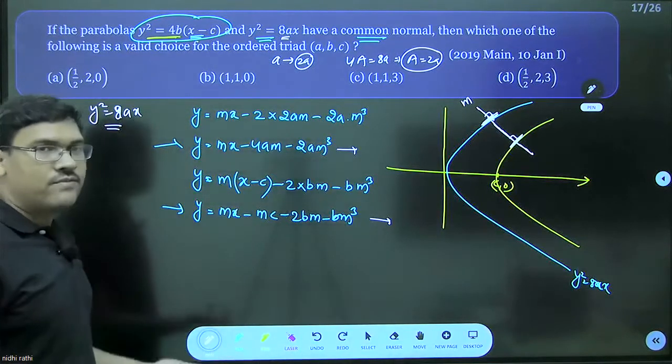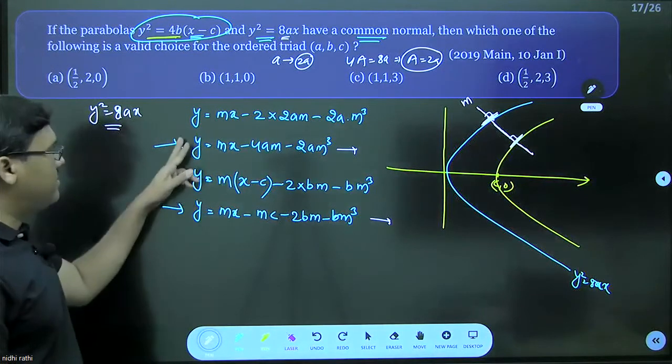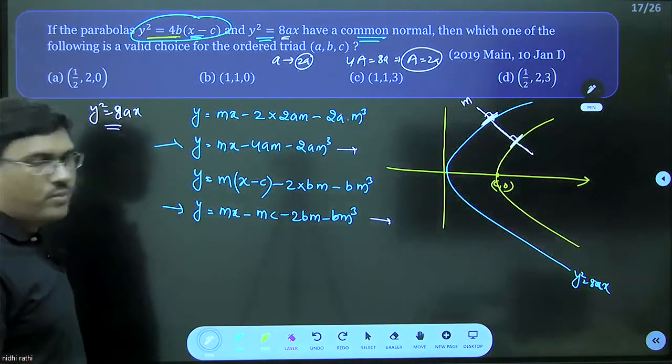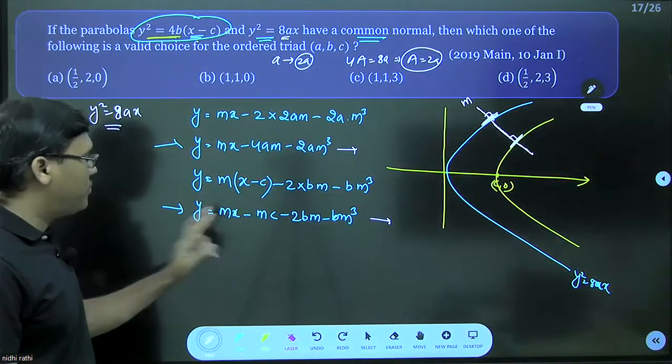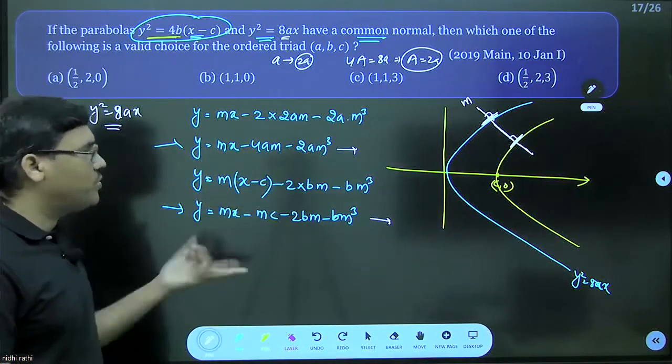So what is the condition for both the lines to be same? The coefficients should be proportional. Here you can see this coefficient is equal. Here this coefficient and this coefficient are equal. The coefficients of x are equal. So obviously, what is the condition? That these two also should be equal.